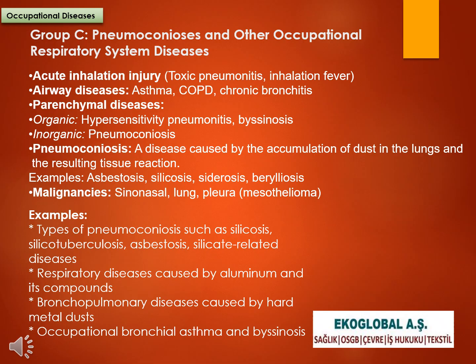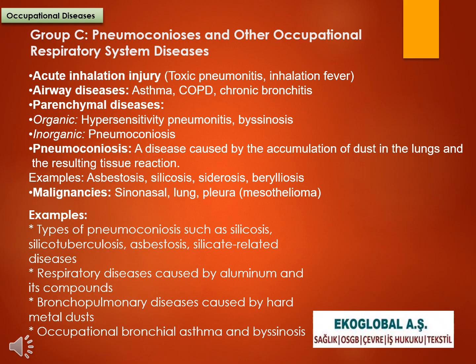Group C includes pneumoconioses and other respiratory system diseases caused by occupational exposure. These range from acute inhalation injuries like toxic pneumonitis to airway diseases such as asthma, chronic obstructive pulmonary disease (COPD), and chronic bronchitis. Parenchymal diseases can be organic, e.g., hypersensitivity pneumonitis, byssinosis, or inorganic, various forms of pneumoconiosis.